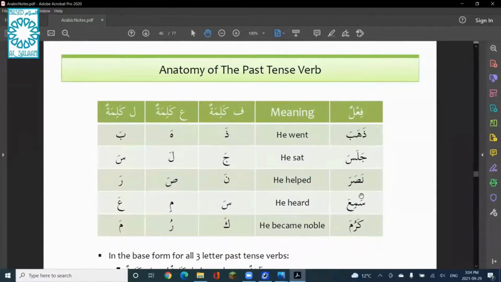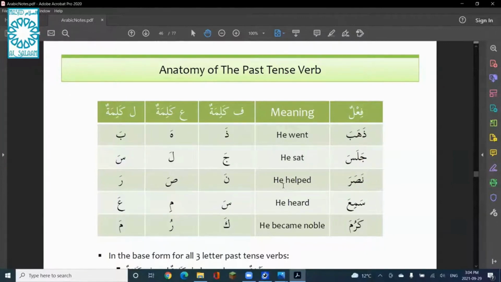So similarly, I want you to focus on the first three words: zahaba, jalasa, nasara. The reason I don't want to talk about sami'a and karuma is because they are different patterns which we have not covered yet. We are talking about zahaba, which is the same as fa'ala. Jalasa, because they are on the same pattern of fa'ala. Nasara, same pattern as fa'ala. So zahaba means he went. Jalasa means he sat. Nasara means he helped.